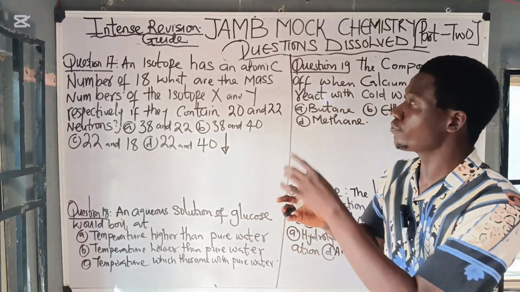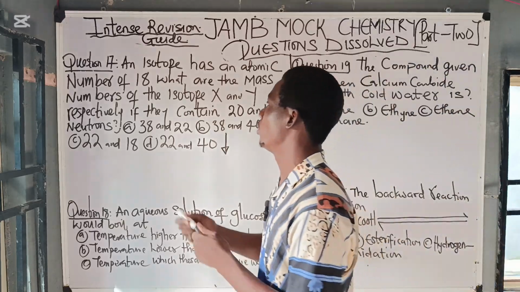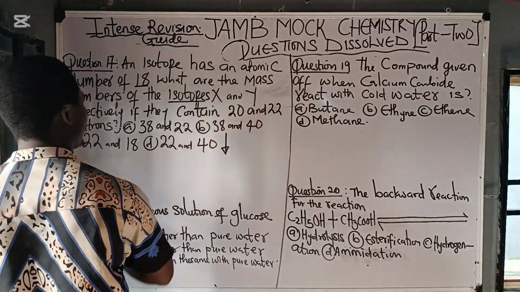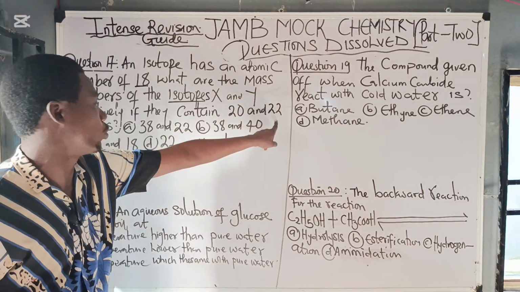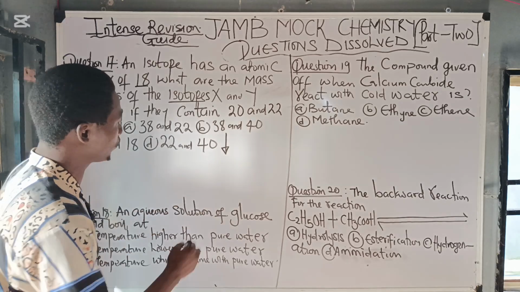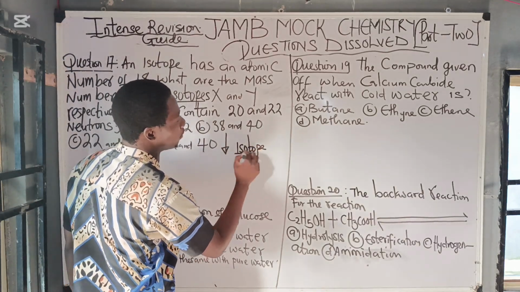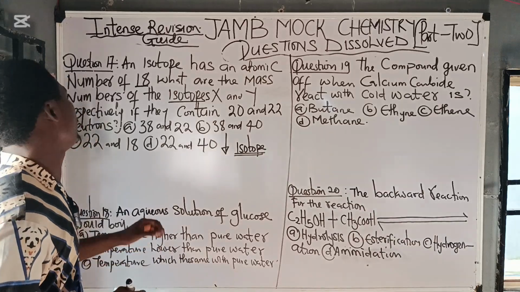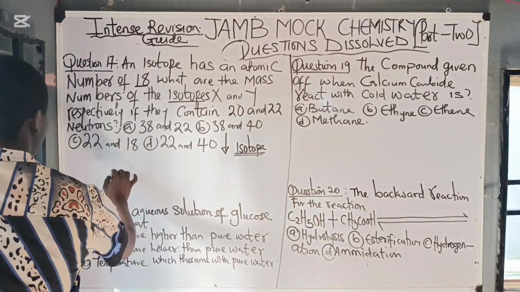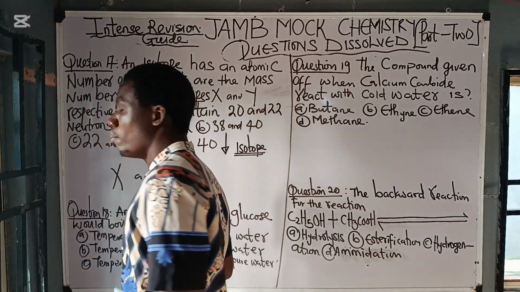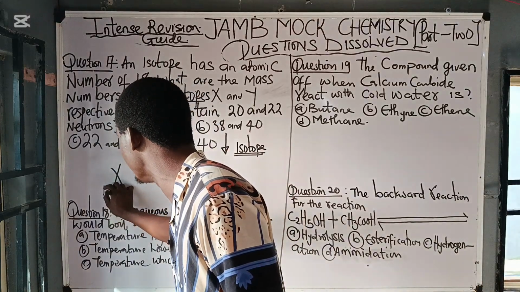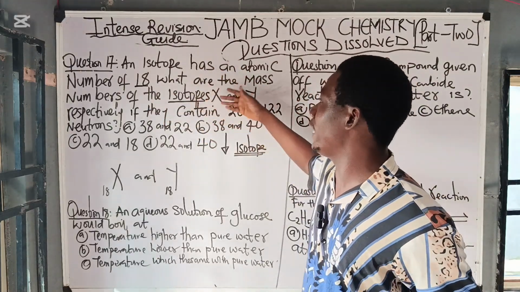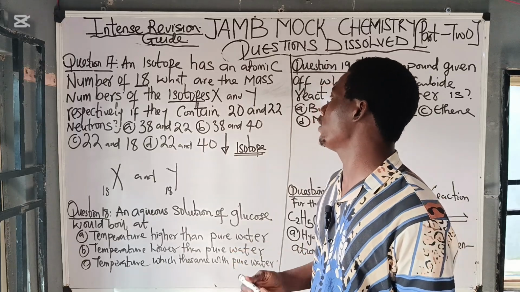Let's take question number 17. An isotope has an atomic number of 18. What are the mass numbers of the isotopes X and Y respectively if they contain 20 and 22 neutrons? First of all, what are isotopes? When we talk about isotopes, we are talking about atoms of the same element having the same atomic number but different mass number. Now, if they gave you the atomic number for the isotopes, it means that your X and Y, watch carefully, must have the same atomic number. So let's put the atomic number 18 here and 18 here. An isotope has an atomic number of 18.